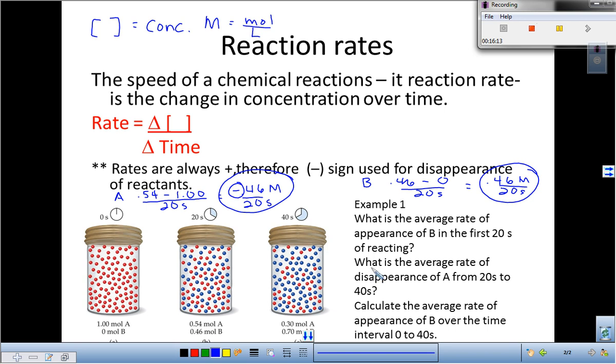Now there's a little caveat here. For every mole of A, how many moles of B did we make? The same amount. For this reaction, A yields B. 1 mole of A yields 1 mole of B. That's not always the case. As a matter of fact, that's rarely the case, so we're going to have to take that into account. Here it's a 1-to-1 molar ratio. But everybody see the fact that it's negative for disappearance, positive for appearance? Alright, let's move to the next slide.